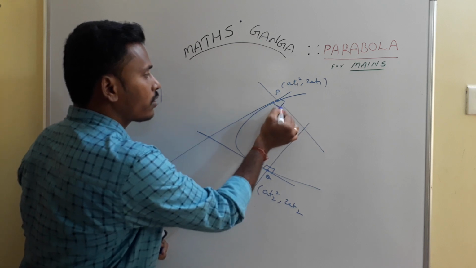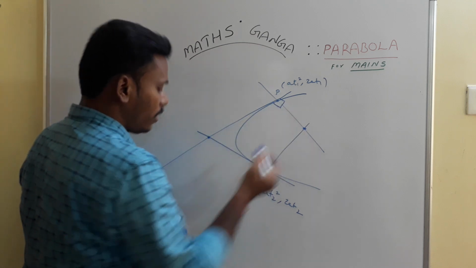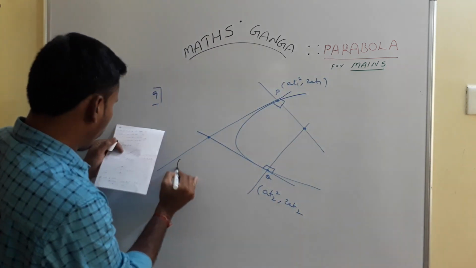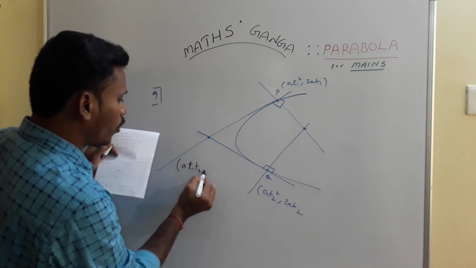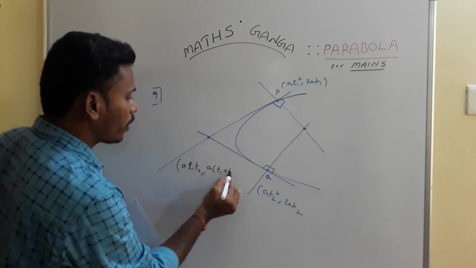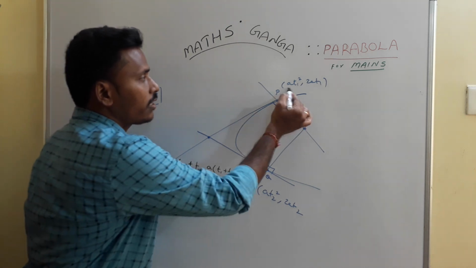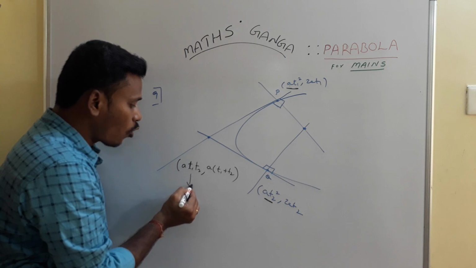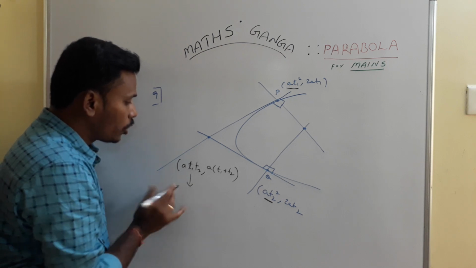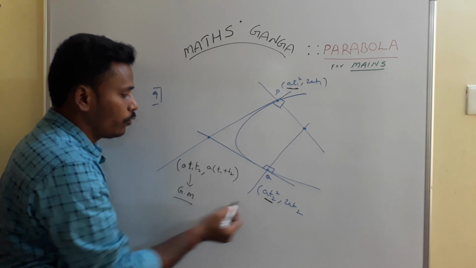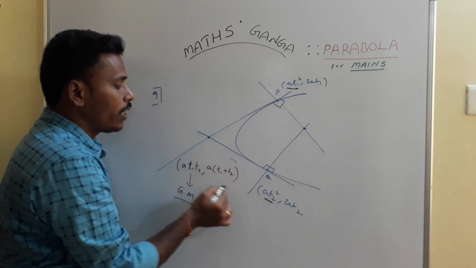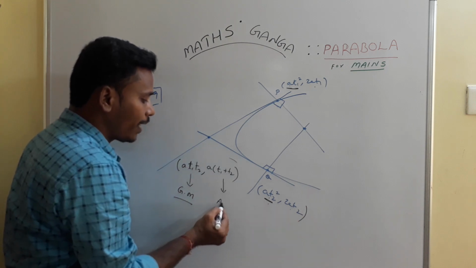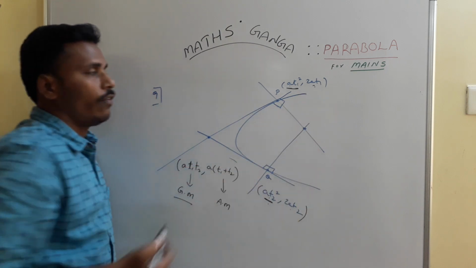The point of intersection of the tangents, as well as the normals, for the parabola is directly given like a t1 t2 comma a of t1 plus t2. Another observation: here it is at1 squared, here is at2 squared. If you observe these two, this x coordinate is the geometric mean of these two x values. And then this is a of t1 plus t2. For this point 2at1, for this point 2at2, this y coordinate is the arithmetic mean of these two y values.